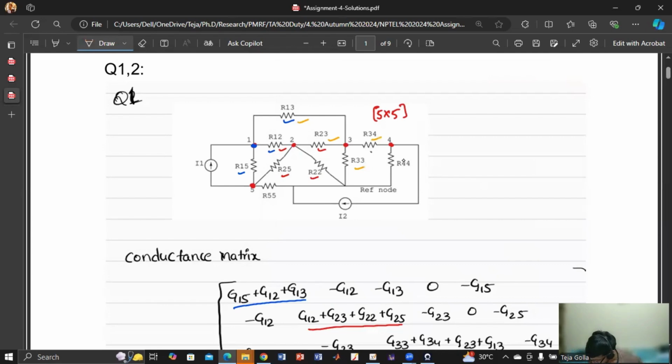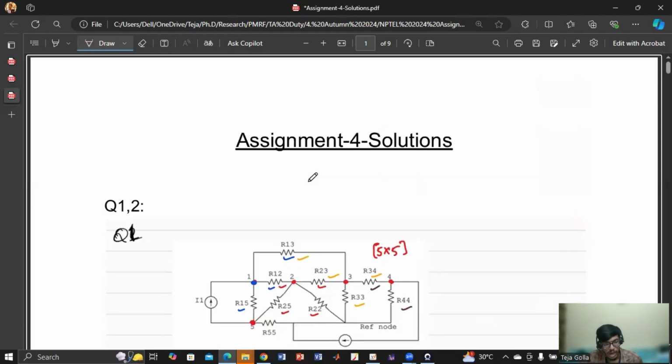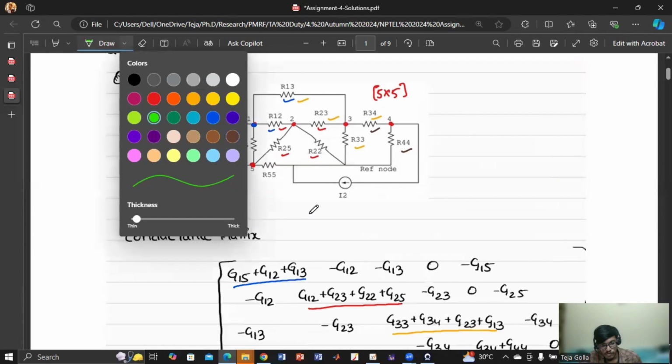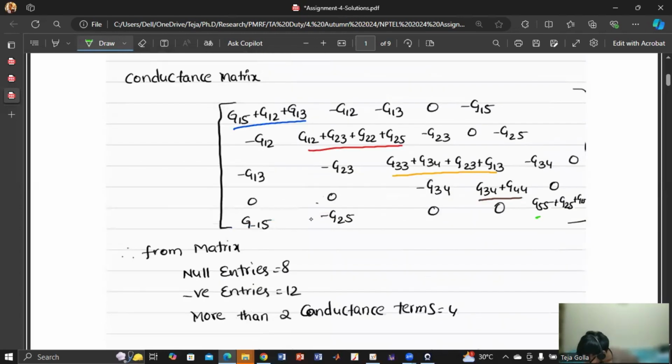So at node 4, we have R34, R44 only, right? So there are only two. So that's why we have G34 and G44. Now coming to the last node, let me use some different color. So the last node is the fifth node where we have R55, R25 and R15. So G55, G15 and G25. So diagonal elements are done.